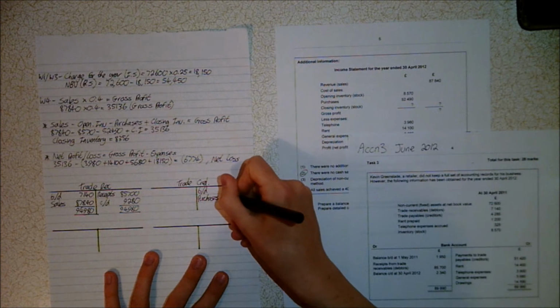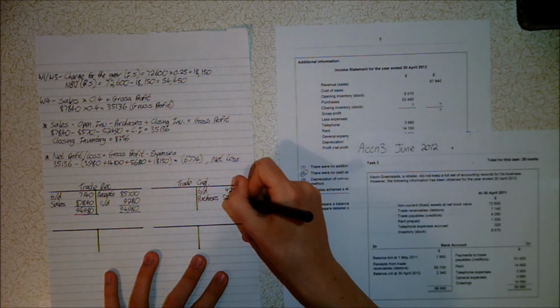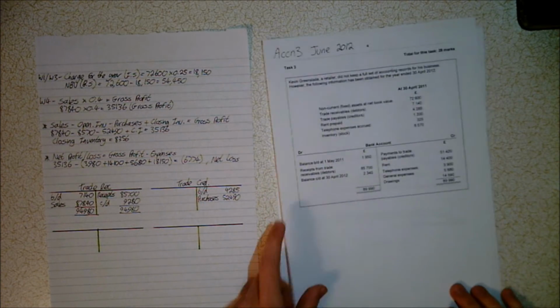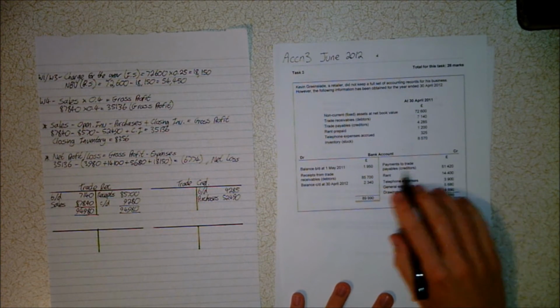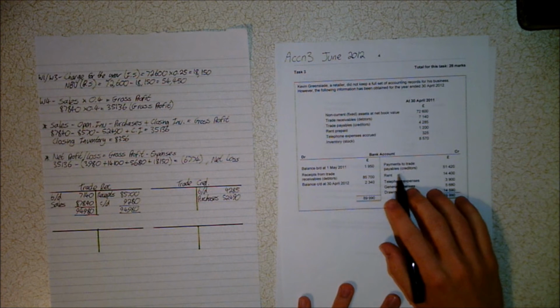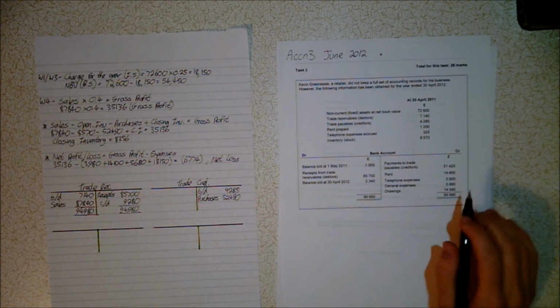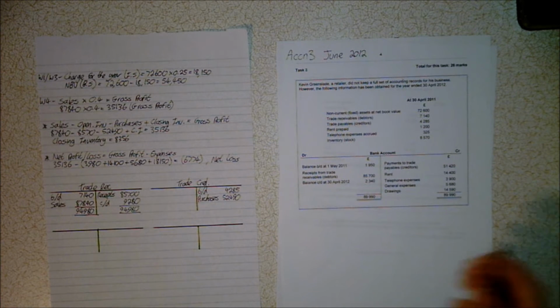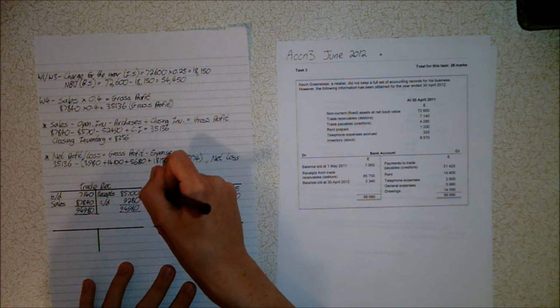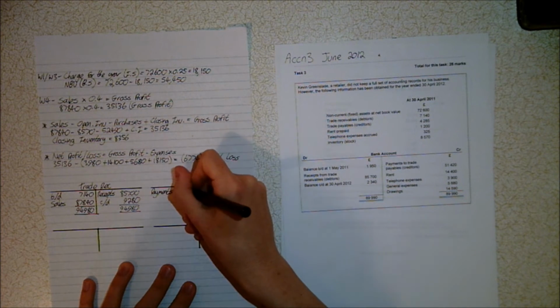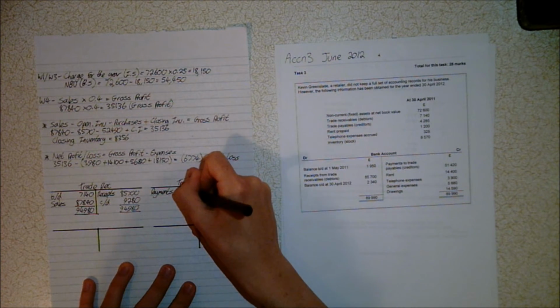So that's 52490. Now, the credit of our bank, that's money leaving our bank. Payments to trade payables, creditors, 51420. So I'll just put payments, the opposite of receipts, and that's 51420.